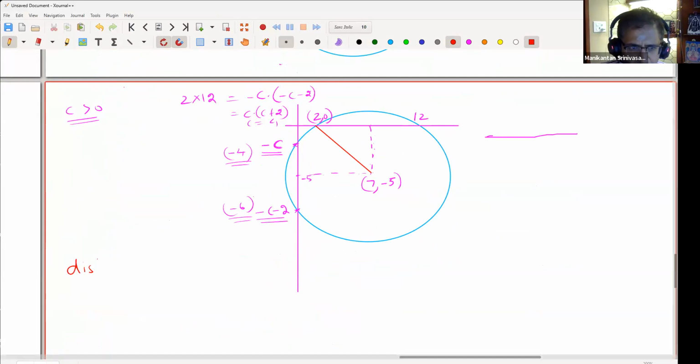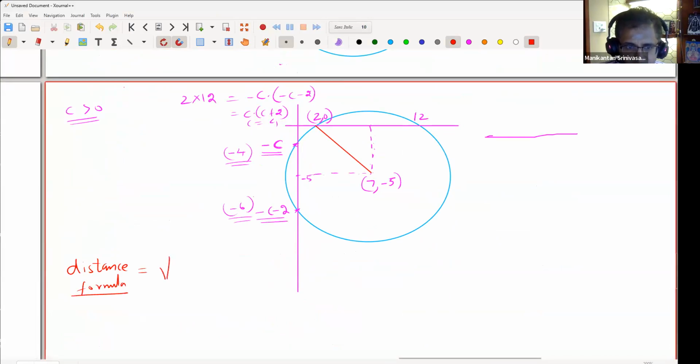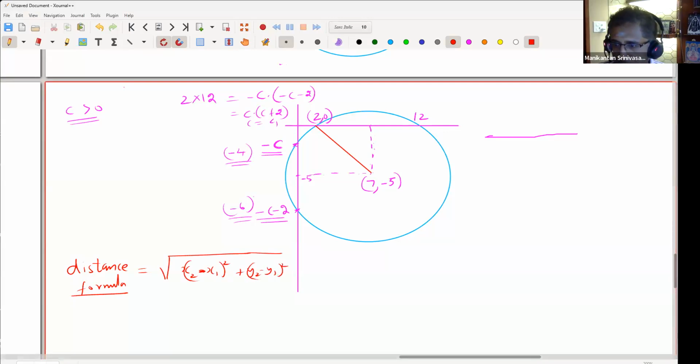So if someone does not know the distance formula, here it is. For finding the distance between any 2 points, it's square root of x2 minus x1 whole square plus y2 minus y1 whole square. All of you know this? Ranveer, you know this distance formula for finding distance between any 2 points, x1, y1 and x2, y2? Or you have not seen this before? I have. I think I have.